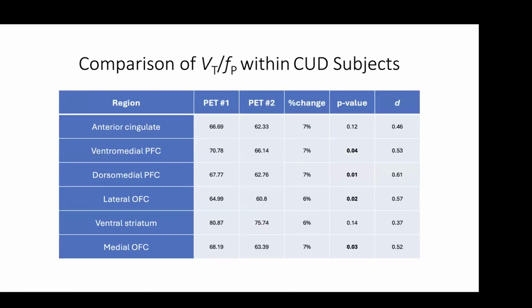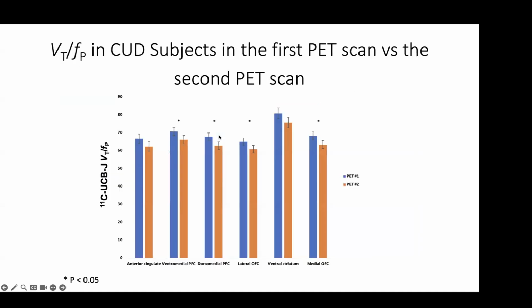And this is the within-CUD comparison, first scan versus the second scan. We see that on the second scan, they had lower synaptic density than the first scan. So this is matching the model that we had. For the ventromedial prefrontal cortex, dorsomedial prefrontal cortex, lateral orbitofrontal cortex, and medial orbitofrontal cortex, we see lower synaptic density on the second scan versus the first scan. We are seeing that for the BTFP.